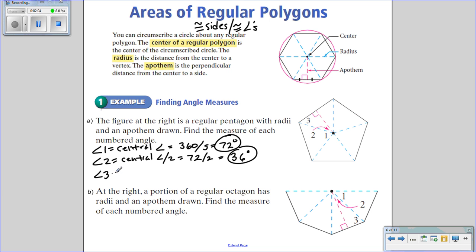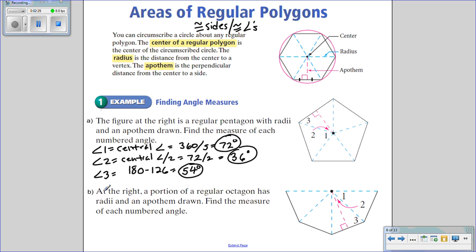Angle 3 over here is part of this triangle, and I know triangles add up to 180. So I'm going to add 90 and what I got for angle 2, which was 36, add those two together and subtract from 180. So it's going to be 180 minus 126, and that should give me my angle 3, which is 54 degrees.